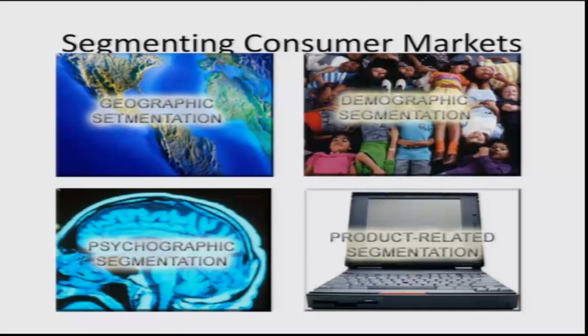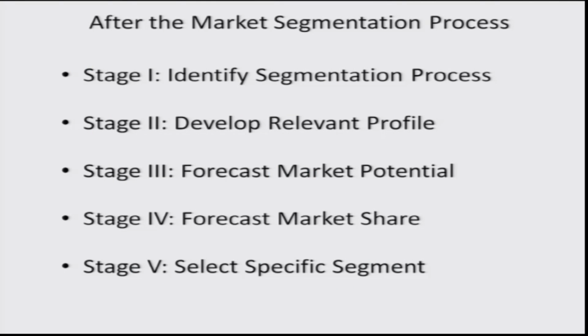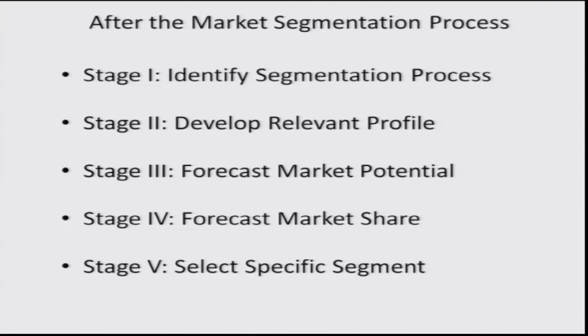This slide gives you the 4 major ways: geographic, demographic, psychographic and product related, which we have already discussed. We will now conclude this session by discussing how we use segmentation for strategy creation and implementation in the marketing field. Stage 1 is to identify the segmentation process which will be most valid in that particular scenario, then develop a relevant profile, then a very important one, which perhaps we will discuss a little more next week: how do you forecast the market potential for that particular segment.